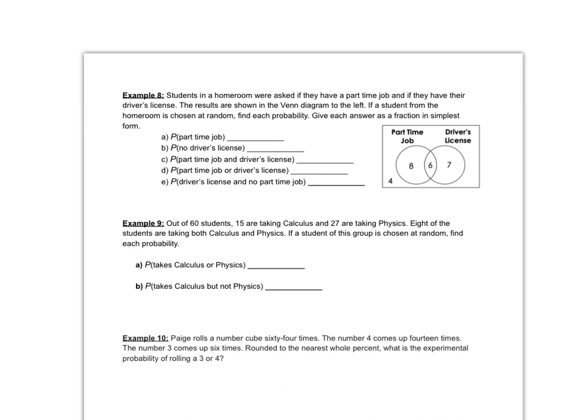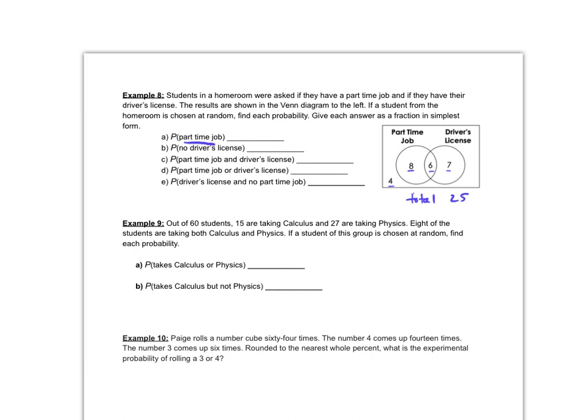Let's see here. So the probability of having a part-time job. Well, first of all, we can figure out how many students we have total, because that's going to be our number of trials. Looking here, it looks like we have 7, 6, 8 students. So that's 21, plus 4 students over here that have neither a part-time job nor a driver's license. So we have a total of 25 students. That should be our total trials or total possibilities.